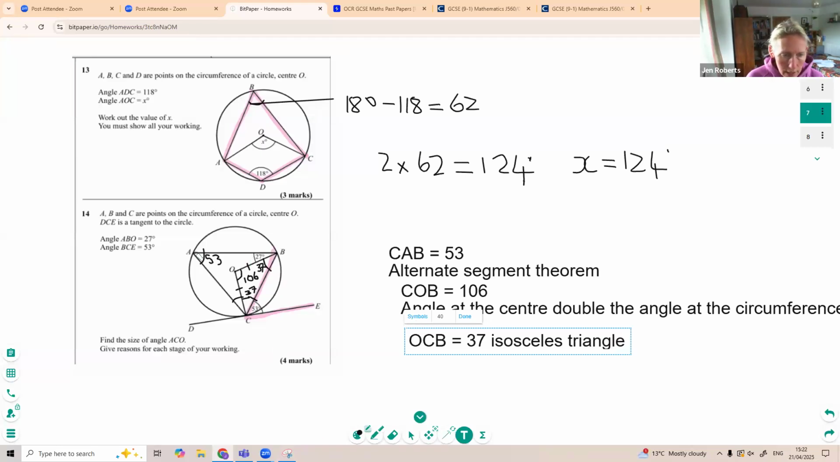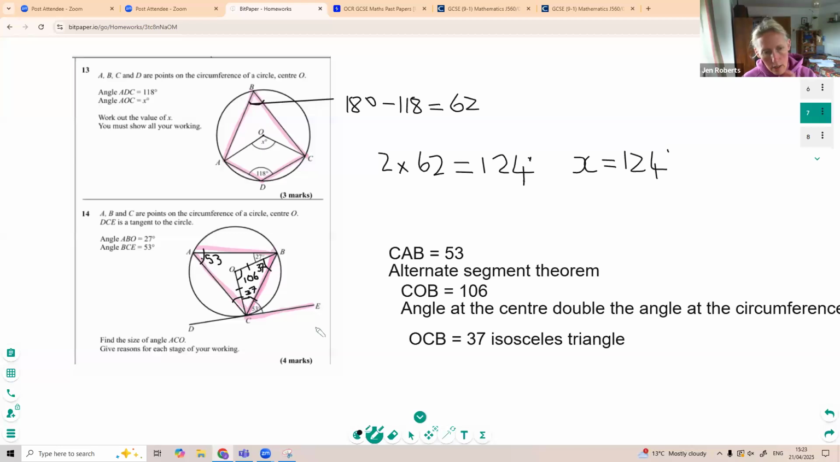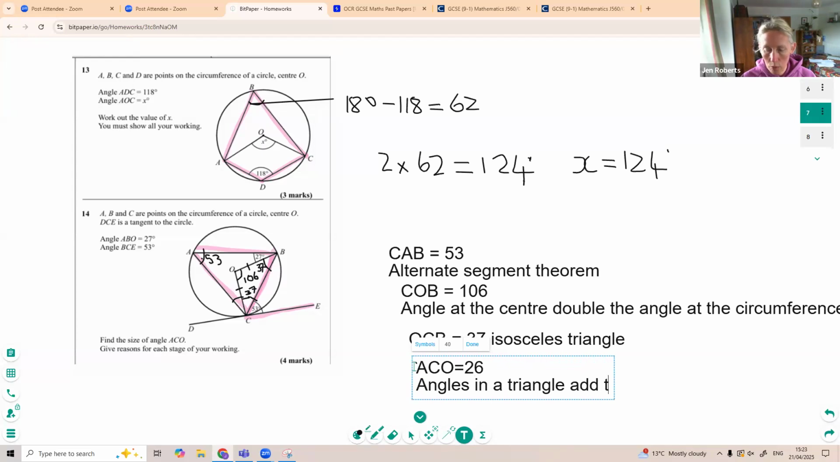And then I'm going to use the fact that I have a quadrilateral. No, I haven't. I've got a triangle here. Angles in a triangle add up to 180. Got these other angles. If I subtract all of those from 180, you'll get your answer. 180, take away 53, take away 27, take away 37, take away 37. That gives us 26. So ACO is 26. What's your reason? Angles in a triangle add up to 180.